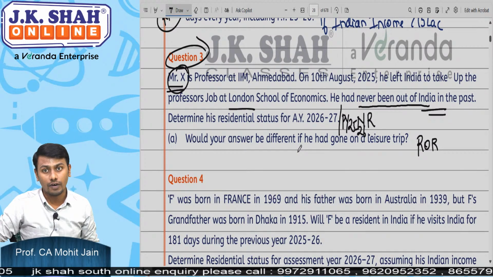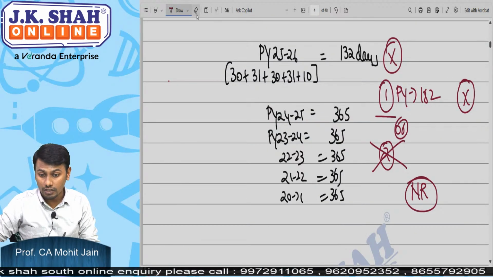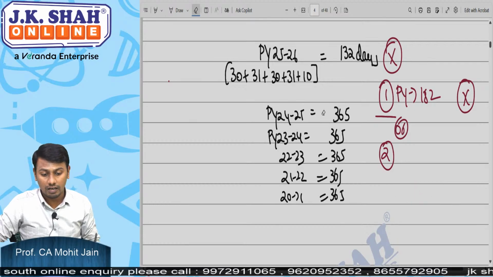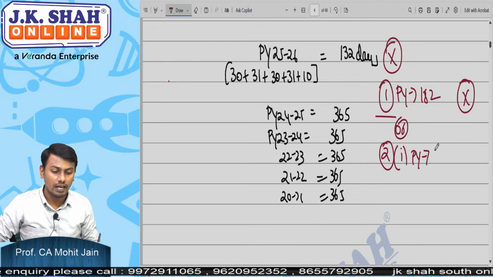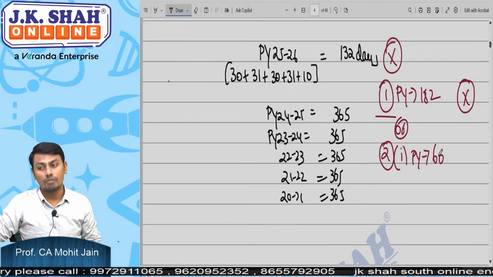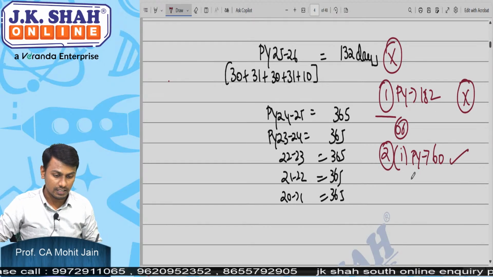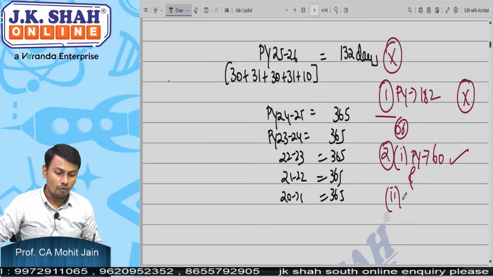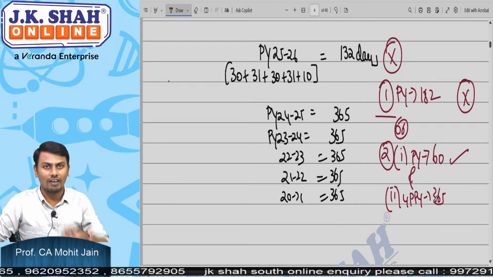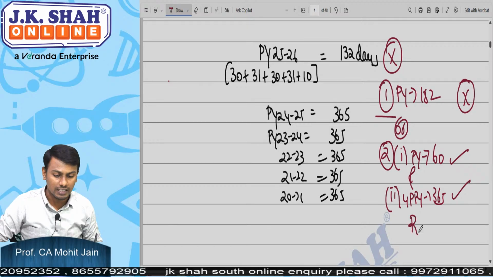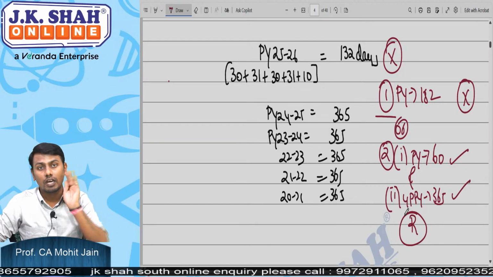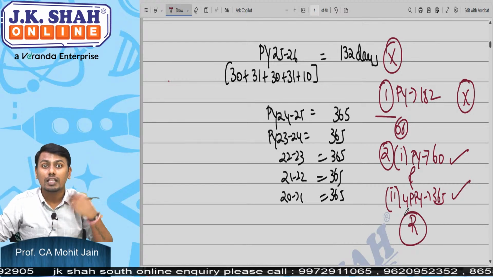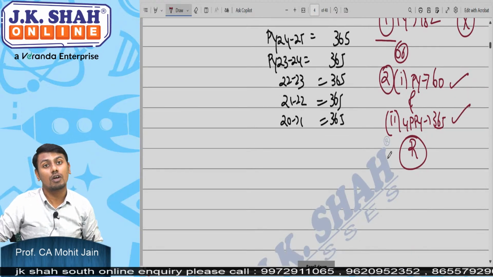Will your answer differ? Yes, because now basic condition number 2 will become applicable. That is, in the previous year, he should be there in India for 60 days or more. Was he there for 60 days? Yes. And in the 4 preceding previous years, was he there for 365 days? In 1 year only he was there for 365. So is he a resident? Yes. But once we determine he is a resident, we cannot stop. We'll have to check which kind of resident.